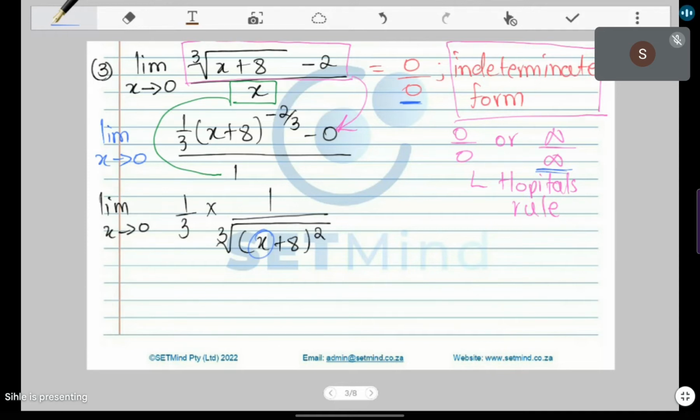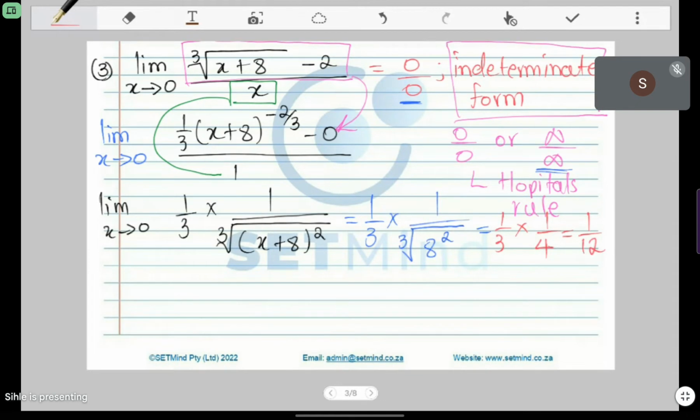We put in a 0 there, we'll have 1 over 3 times 1 over the cube root of 8 squared. And the answer there will be 1 over 3 times the cube root of 8 is 2, and then we square that, we get a 4 in the denominator. So the answer is 1 over 12.